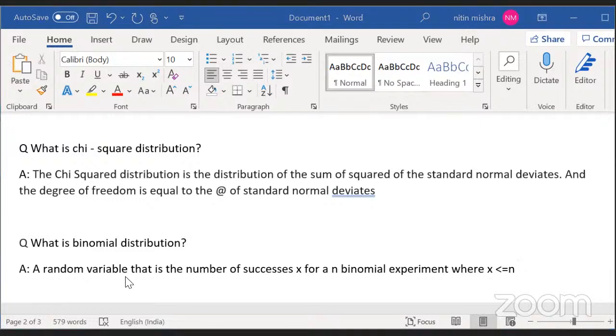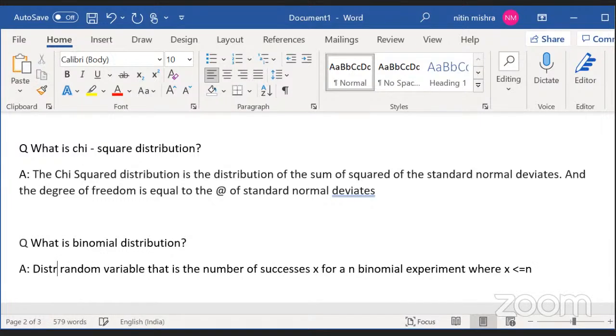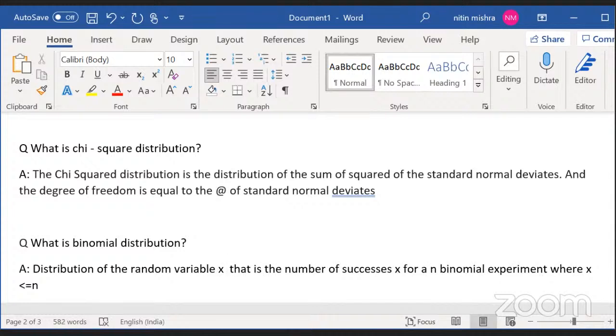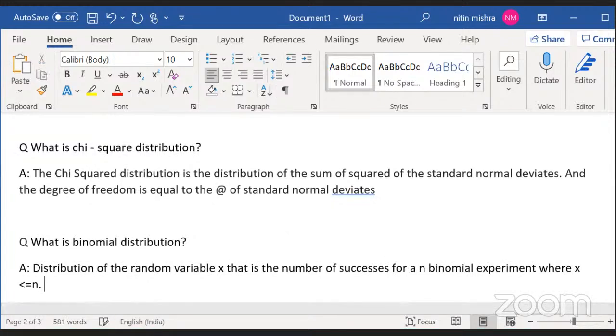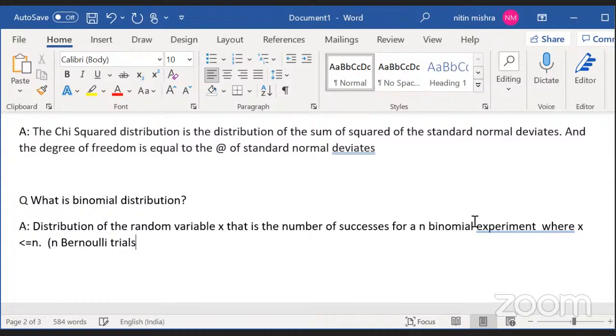where x is less than or equal to n. Or rather, let me put it this way. Obviously, it is also called a binomial experiment, and Bernoulli trials.